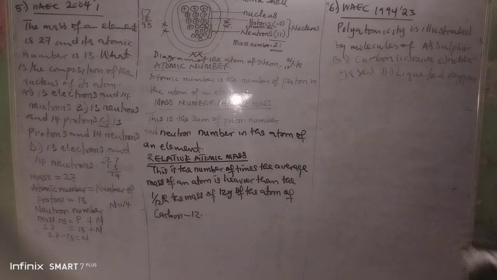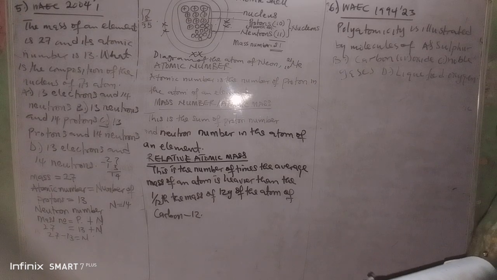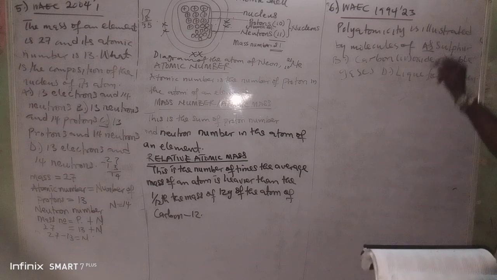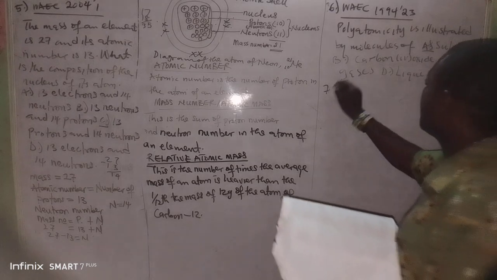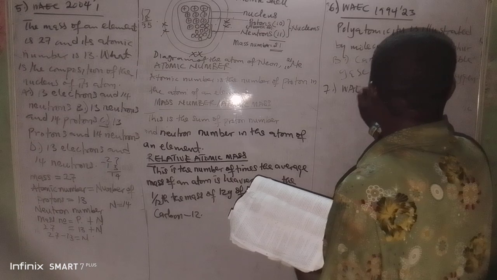Yes, don't forget I told you, a polyatomic element is an element whose molecule has more than 2 atoms. Examples are phosphorus, P4, and sulfur, S8. So the answer is sulfur. So number 7, WAEC.